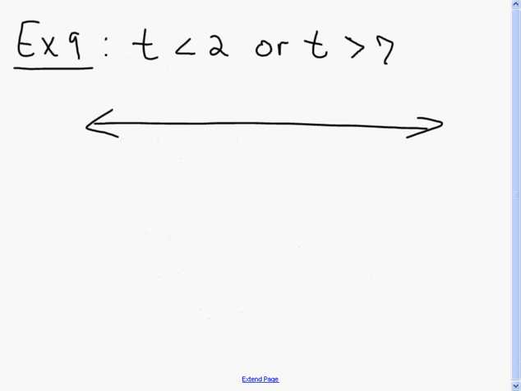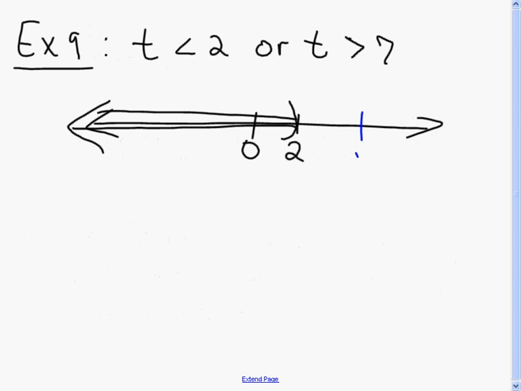T less than 2. So here's 0. So up here is 2. T less than 2, I'd have a parenthesis at 2, and then I'd shade everything to the left because that would be everything that is less than 2. Or T has to be greater than 7. So I'm going to do this in a different color. So here's 7, and I want to shade everything that's greater than that. So again, I'm going to use a parenthesis, and I'm going to shade everything to the right. I need everything that's bigger than that.